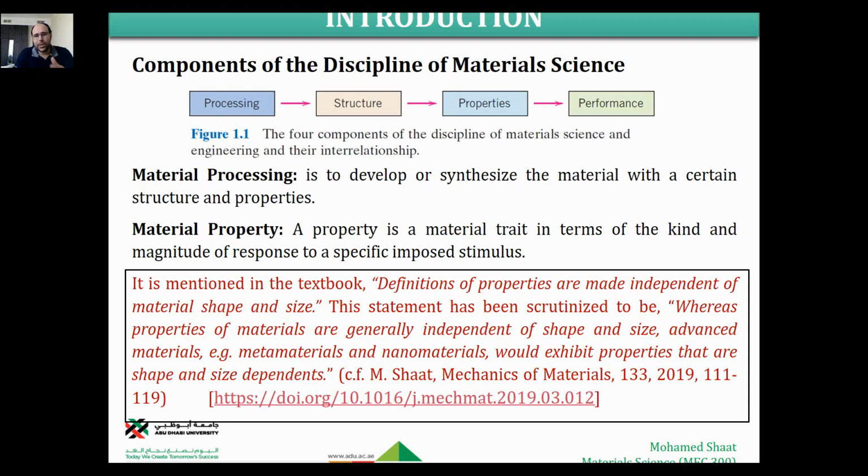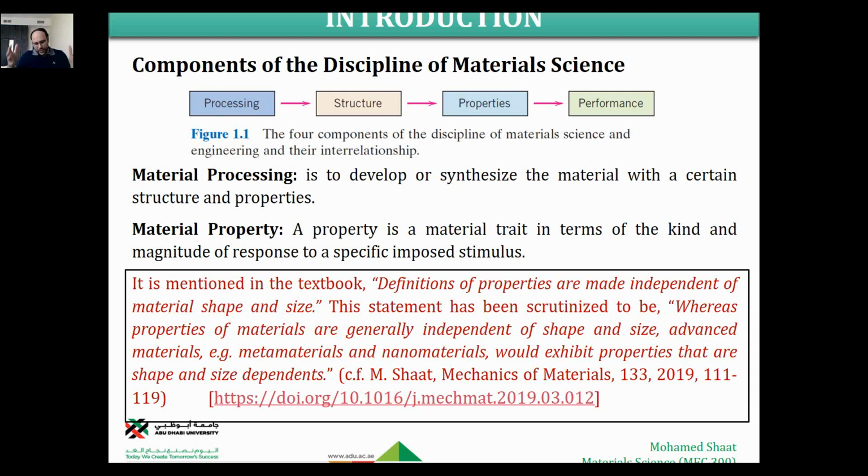So for example, it is mentioned that the definition of properties are made independent of material shape and size. So what does this mean? It means that the material property should be independent; it doesn't depend on the material shape or the material size. So for example, no matter what the material is, the shape of the material or the size of the material, this material property will be the same.